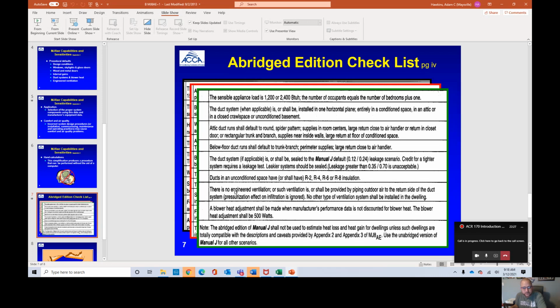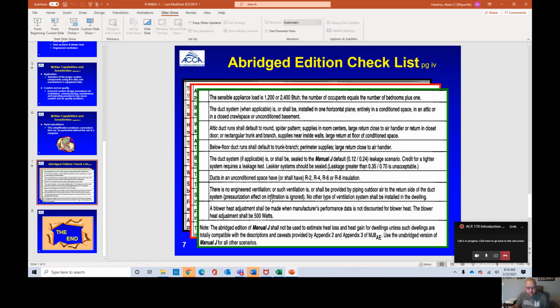All right. Ducts in an unconditioned space will have R2, R4, R6, or R8 insulation. And now some of the codes that your inspectors are actually going to go by are going to factor in what your insulation can be. So you'll factor in that. All right, so that pretty much covers that.